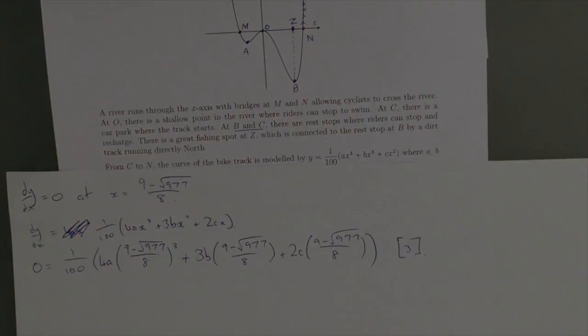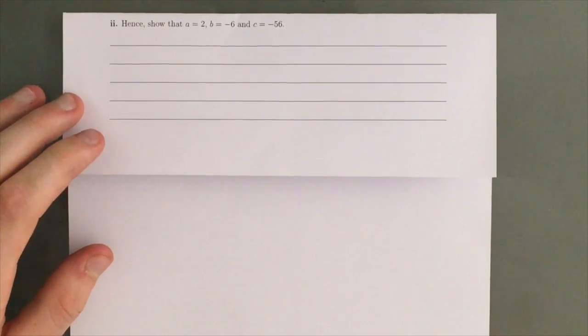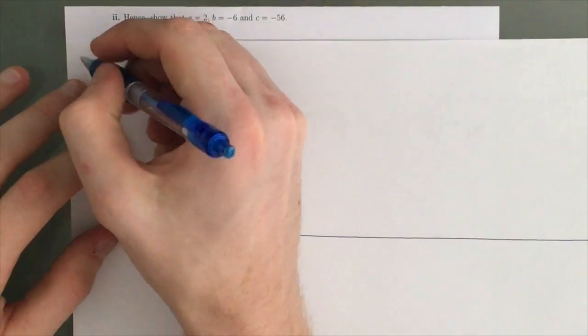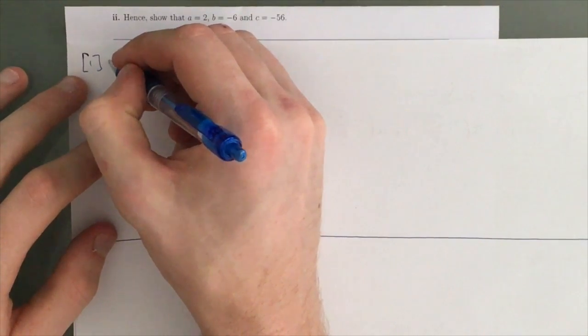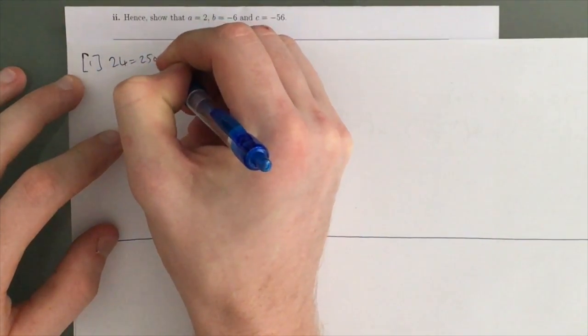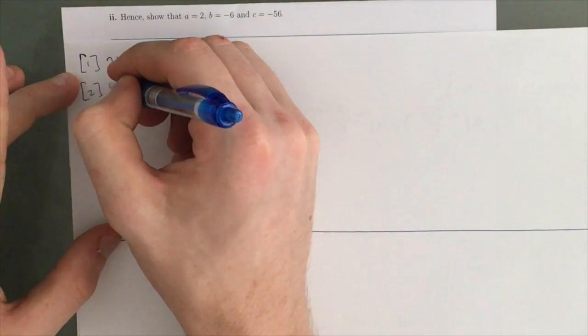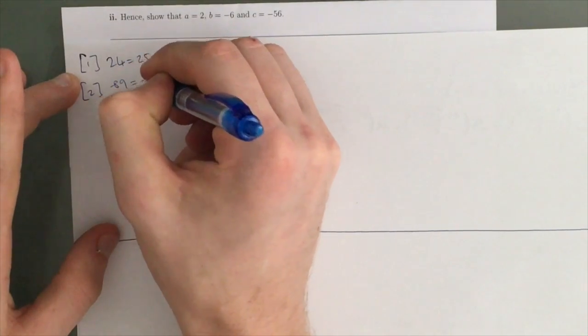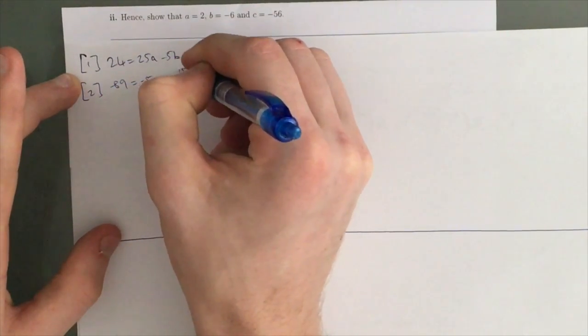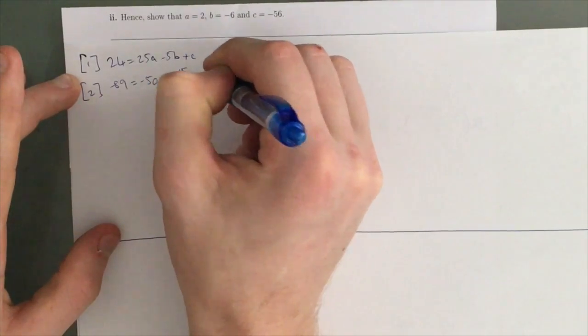which means that that is our final answer for question AI. Part AII, hence show that a equals 2, b equals negative 6, and c equals negative 56. All we need to do is put in your simultaneous equations into your calculator. So basically we've got our first simultaneous equation, which is 24 equals 25a, take 5b plus c. Got our second one, which is equal to negative 89 equals negative 50a plus 15 on 2 b, take c.